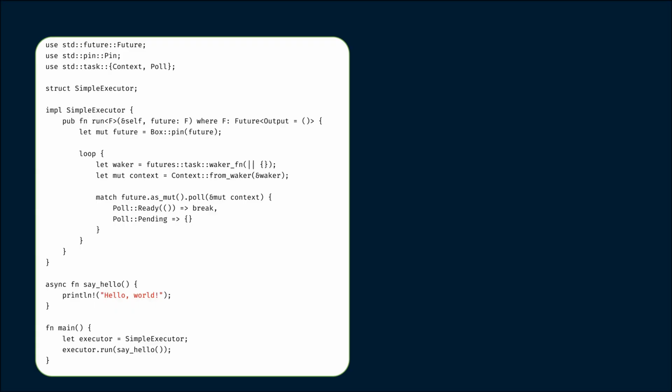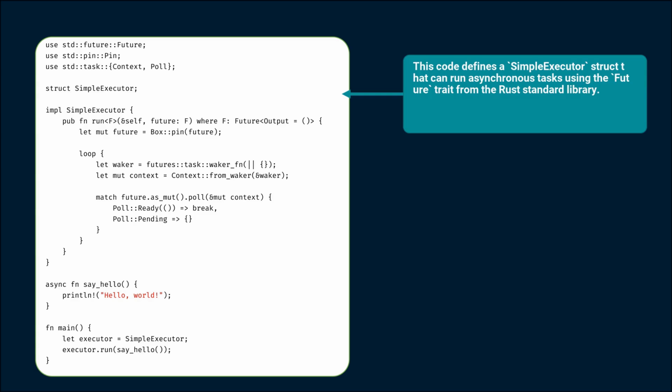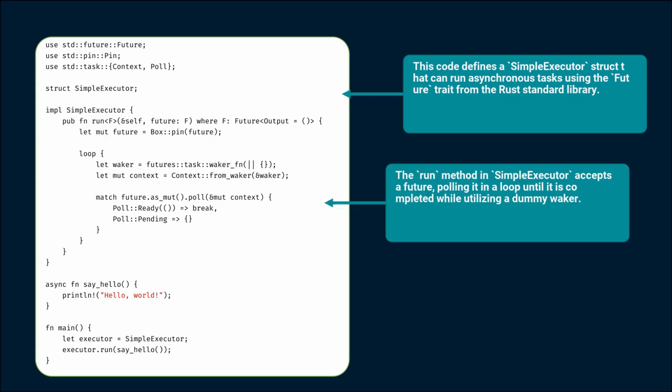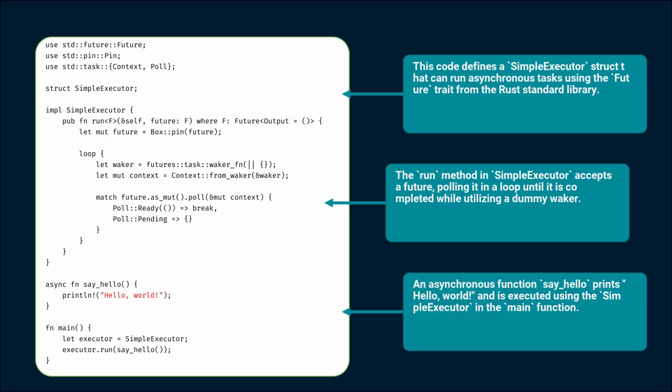Now let's see how we can implement a basic executor in Rust that will manage the execution of futures. In our implementation, we define a simple executor struct, which contains a run method responsible for driving an async function to completion. Inside this method, we first pin the provided future using a box, allowing us to safely store it on the heap. The core of the executor is a loop that continues polling the future until it's ready to yield a result. For each iteration, a waker is created, which will notify the task when it can be resumed.